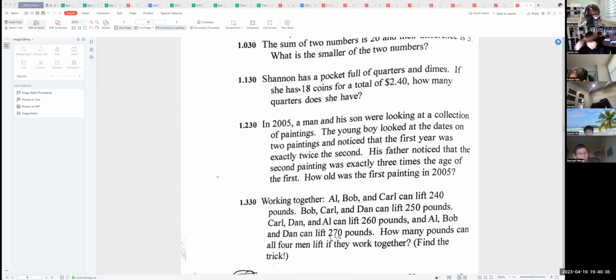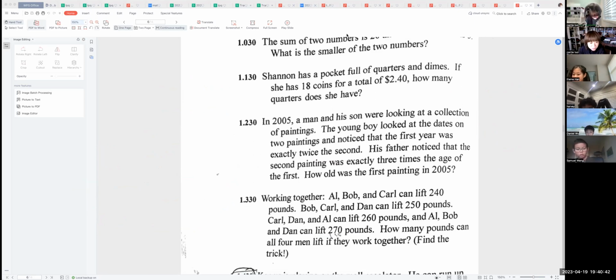OK 好，Number 4. 13 points. Okay, working together, Al, Bob, and Carl can lift 240 pounds. And Bob, Carl，这个题目是不是就跟刚才那个一样的？就有几个未知数，4个未知数，对不对？A, B, C, and D. Okay, so create some equations, and you can do it.